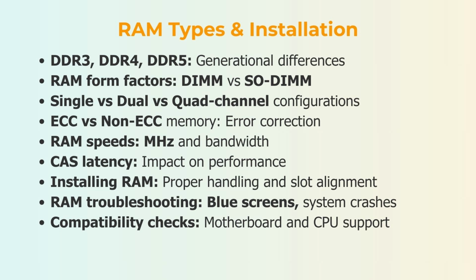Understanding RAM speeds, measured in megahertz, and CAS latency, which measures the delay between memory requests, is also important for performance. For the exam, you should note how to properly install RAM. This includes handling it carefully to avoid electrostatic discharge, ESD, and ensuring it's compatible with the motherboard and CPU. You'll also need to troubleshoot RAM issues, like system crashes or blue screens, which are often caused by faulty or incompatible RAM.